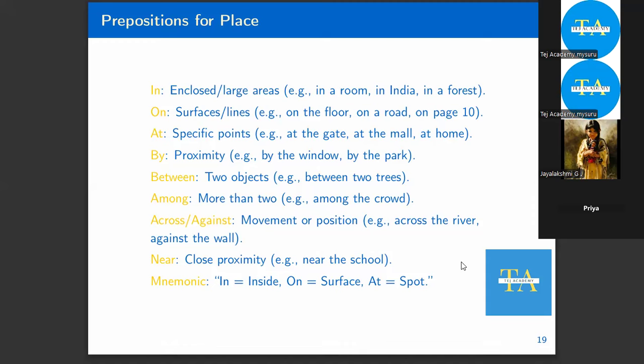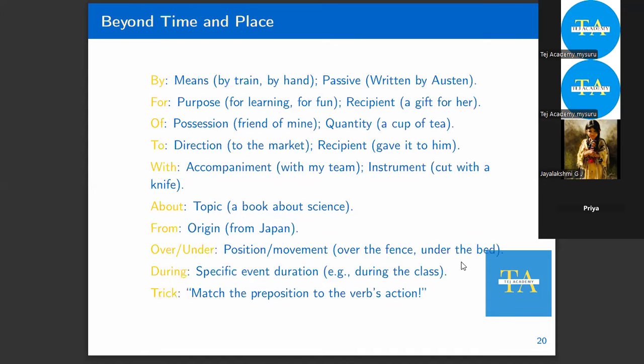And near, the close proximity. Okay, this is very general. We can use near when we are speaking about close proximity or close distance, near the school or near the shop. Here we can remember this with a mnemonic. In means inside, of course, and on means surface, and at is about the spot or the place. So that's about in, on, and at, and other prepositions as well. We speak about place. Okay, let me see what we have in the next sheet.